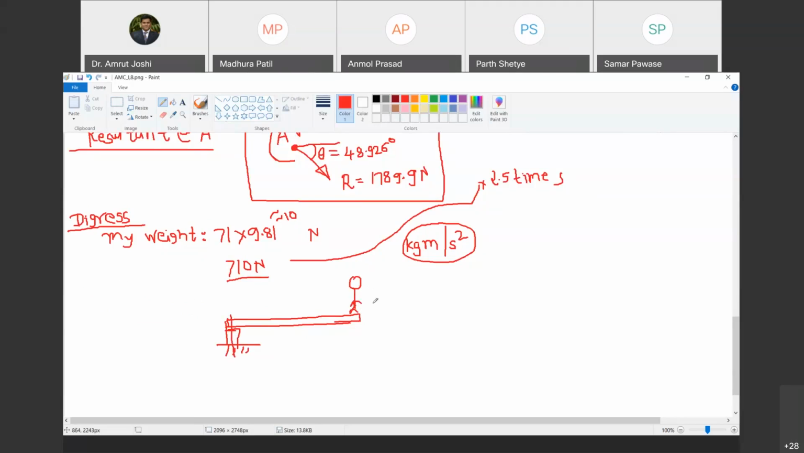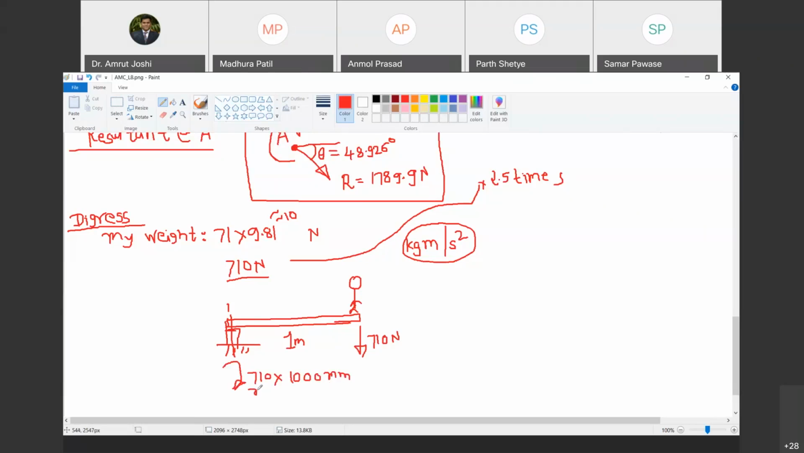What is my weight? 710 Newton. Do you agree with me? Yes, sir. And let us say the length between this point and this point is 1 meter. So what is the moment that gets generated here? Can you tell me? 710 into 1000 mm. Since the answer in Newton is written in mm, I have used mm here also.